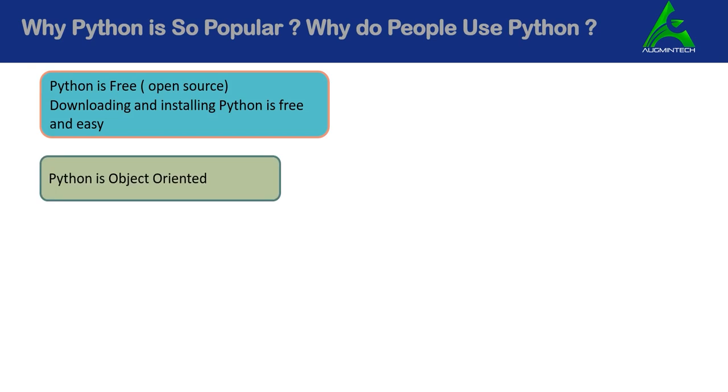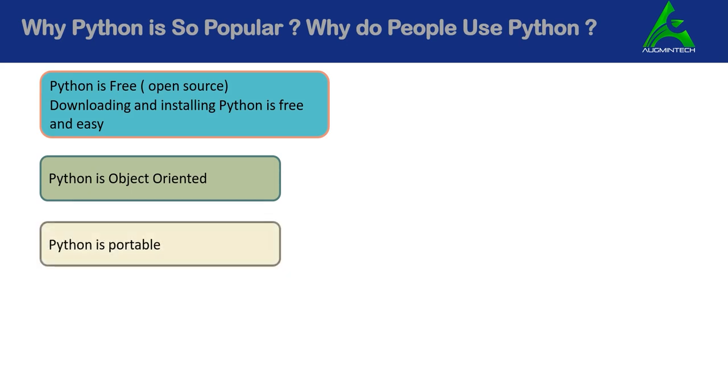Python is object oriented. Now, when I say Python is object oriented, does it mean that it is not procedure oriented? So when we say that Python is object oriented, it means that it is supporting the concepts of object oriented programming, and it is both procedure oriented, it is also object oriented, and it also supports functional programming.